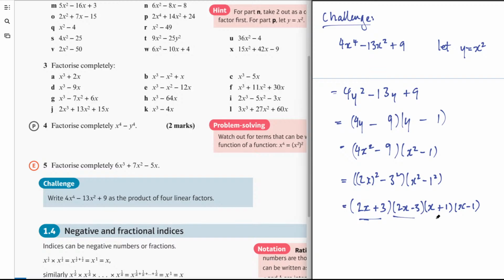These are linear factors because each x term is to the power of 1. That's what a linear factor is. There's no squares or cubes or anything like that. Okay, so that was finishing off on that chapter on factorizing.